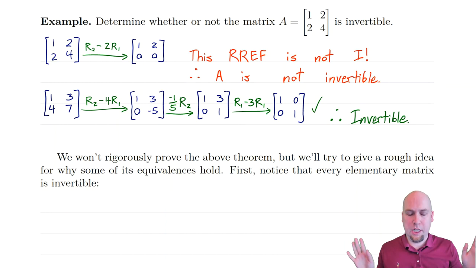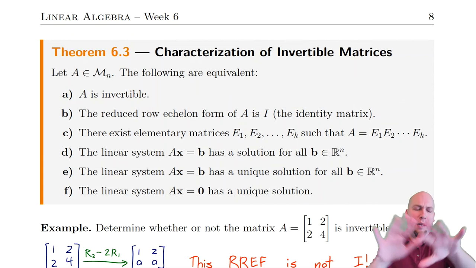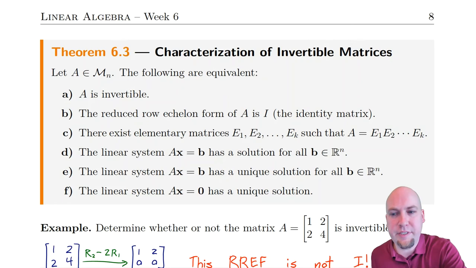All right, so that's how you check if a matrix is invertible. Next class, we'll talk about how to actually find the inverse of a matrix, but for now, I want to convince you of at least a few pieces of this theorem, okay? The full proof of this theorem is in the textbook if you want to have a look at that, but for now, let's prove some bits and pieces of it, just to get some intuition for it.